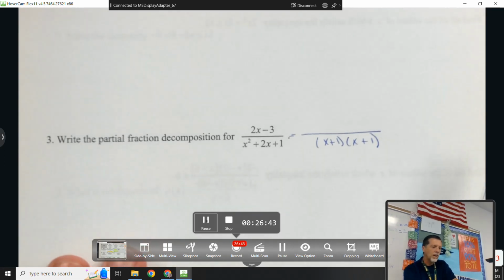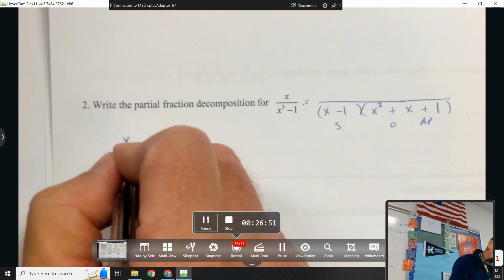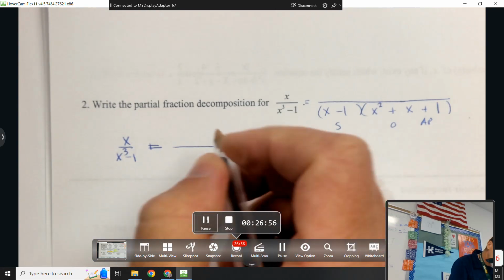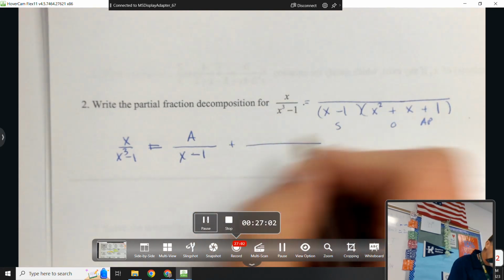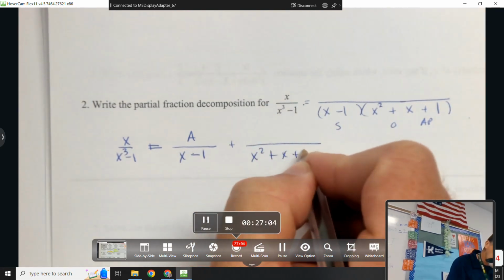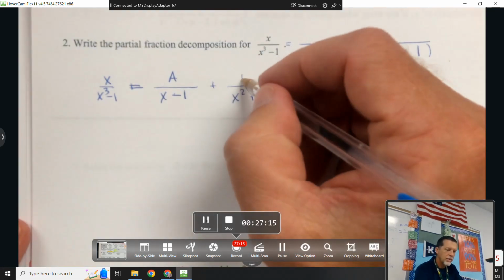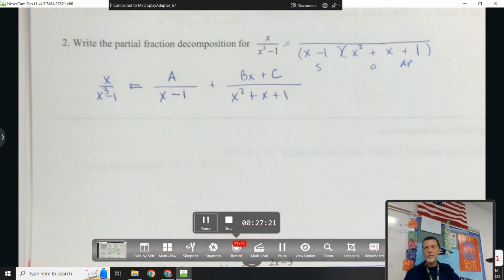Okay, so you tell me: 1, 2, or 3? 2? All right, so x over x cubed minus 1 equals a over x minus 1. That'd be the easy part. The second denominator is x squared plus x plus 1. What would the numerator need to be? Yeah, if the denominator is quadratic, the numerator needs to be linear, so bx plus c.